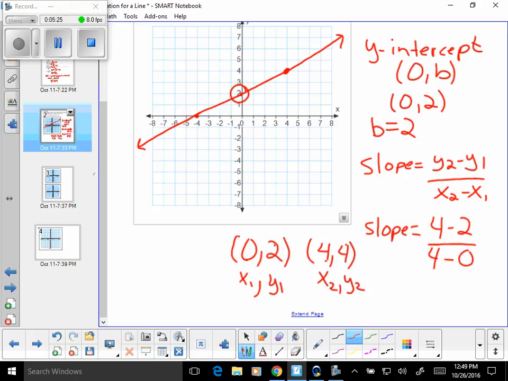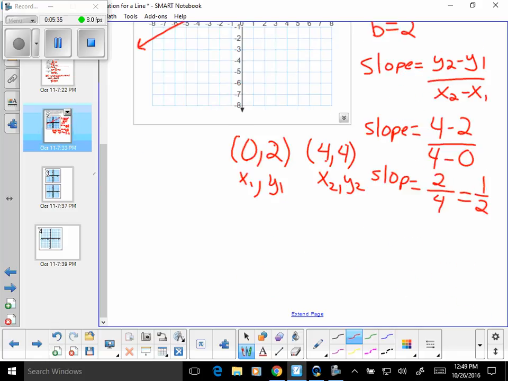That's going to make my math really easy. So my slope is going to be 4 minus 2, which is 2. 4 minus 0 is 4. And that's going to be 1/2. Now that is m. So m equals 1/2.